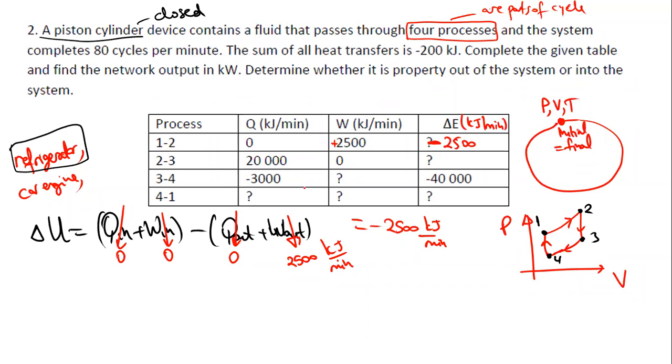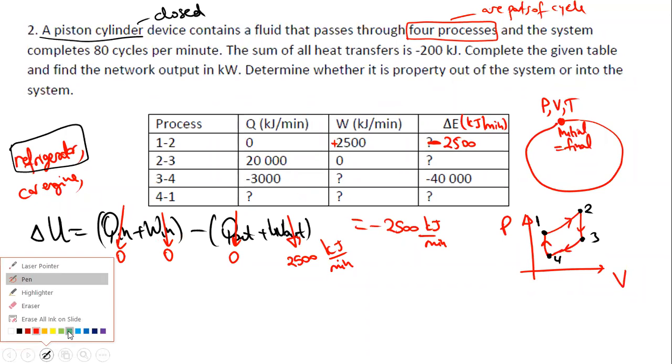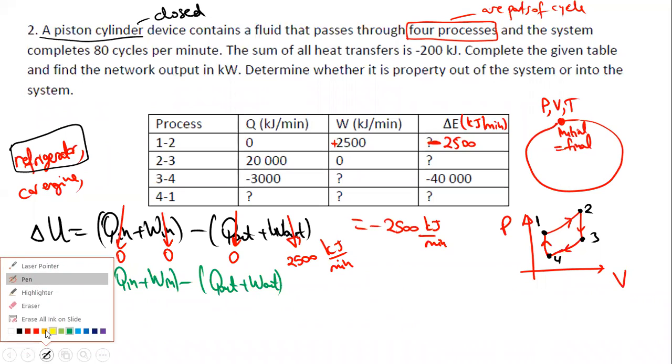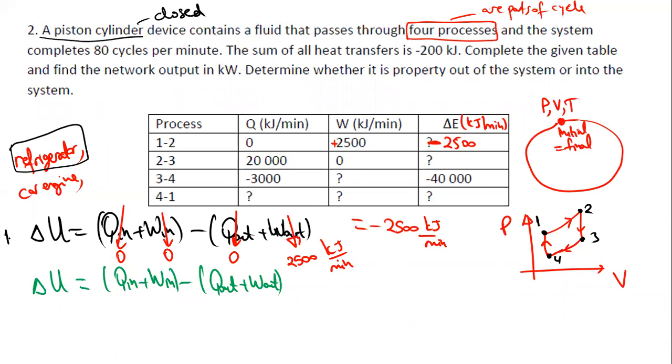Okay. This is the first process, and now I will apply the second process. I use a different color here so that you don't mix up the processes. Delta U will again be equal to Q in plus work in minus Q out plus work out. And for the process, let me add the processes here: the first one is 1, 2, and the second one is 2 and 3.